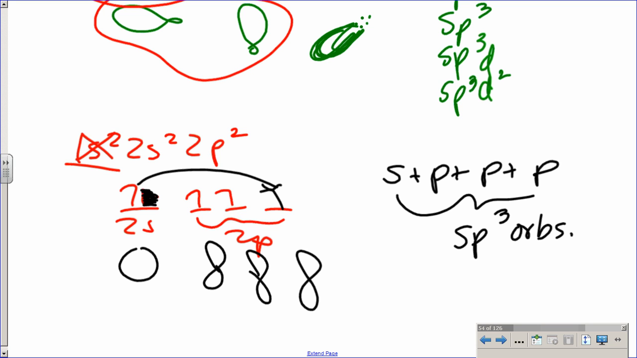Because how many s's do we have? How many p's do we have? 3. That's literally hybridization, okay? We'll do a lot more with this, but I wanted to give you that introduction because when you do the simulation, you need a little bit of background, okay?